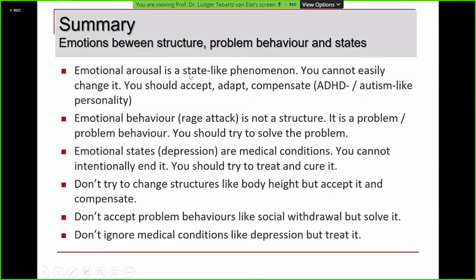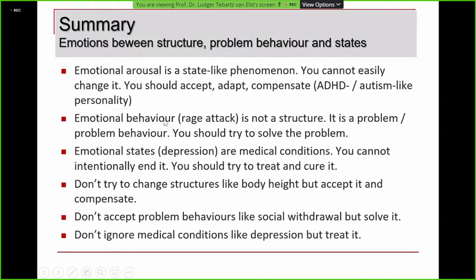I meant structural phenomena. So the vulnerability to develop emotional arousal states, for example, the phenomenon impulsivity, is surely a structural phenomenon. The state itself, a rage attack, is a state, not a structure, but the vulnerability to develop rage attacks is a structural phenomenon. You cannot easily change it. You should accept it, adapt, and compensate. And that's the typical problem for people with an ADHD-like or autism-like personality.